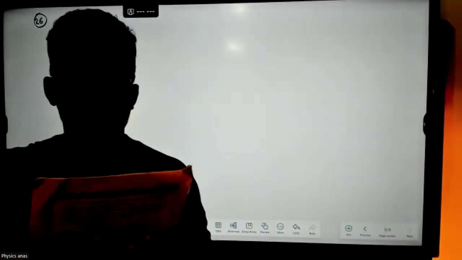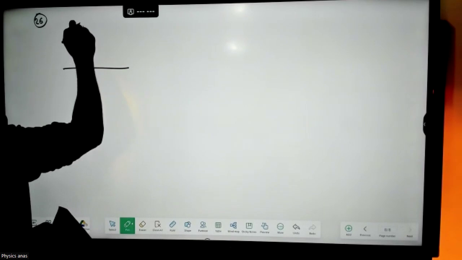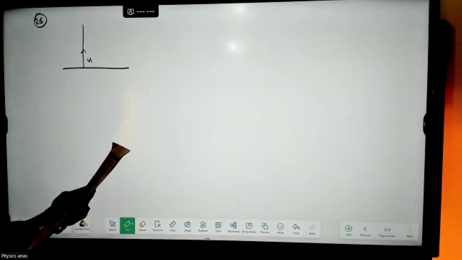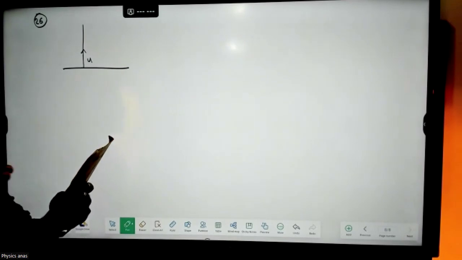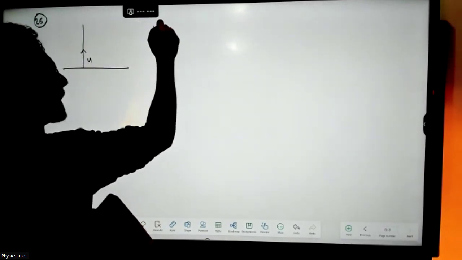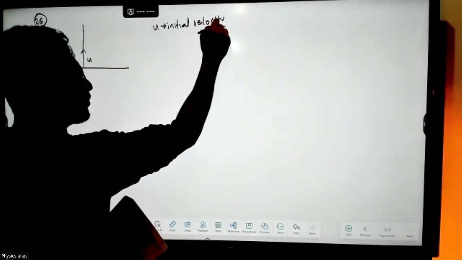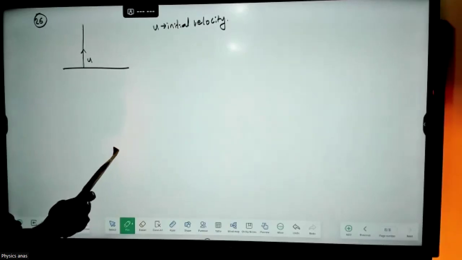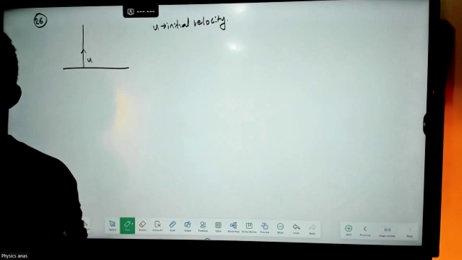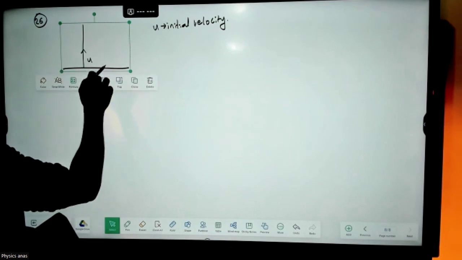A ball is thrown upwards from the ground, with the initial speed of u. So what is u? u is the initial speed, or initial velocity. The ball is at a height of 80 meters at 2 times. Right? The ball is at 80 meters at 2 times.